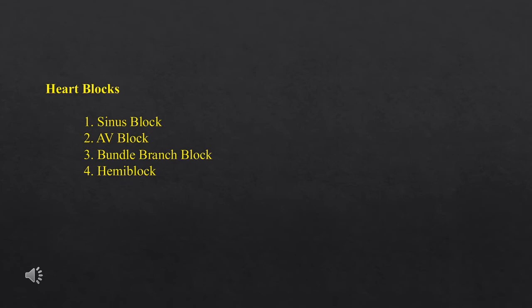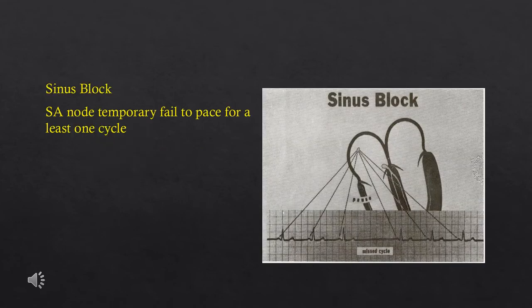Heart blocks can be a sinus block, an AV block, bundle branch block, or a hemiblock. Sinus block is when your SA node temporarily fails to pace for at least one cycle. So there will be no P wave with that missed cycle.